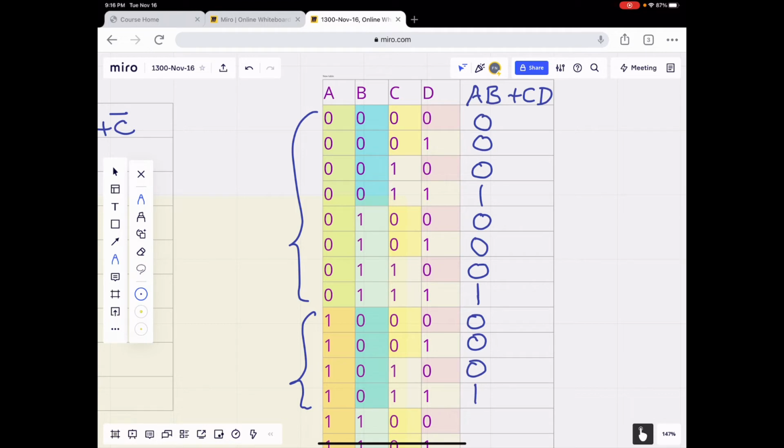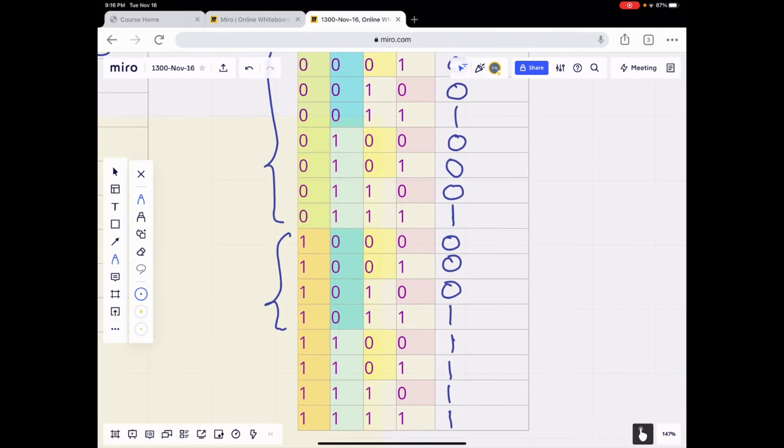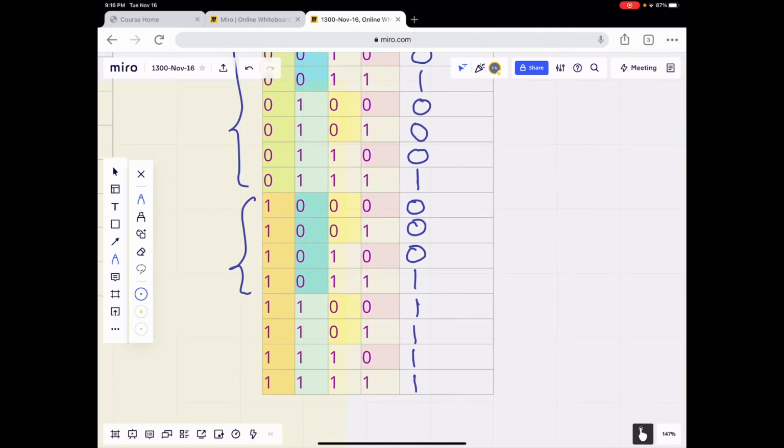And 0 times 0 equals... so here you got A times B, 1 times 1 equals 1. And 1 plus 0 equals 1. 1 times 1 equals 1. 1 plus 1. 1 times 1 equals 1, and this multiply 0 times 1 equals 0. So put down 1, and 1 times 1 equals 1. The other one is 0, don't worry about it. 1 times 1 equals 1. All right, so this one is a combination of AB plus CD.